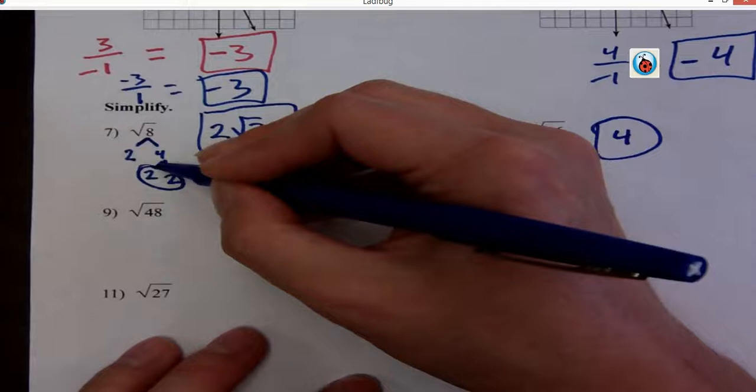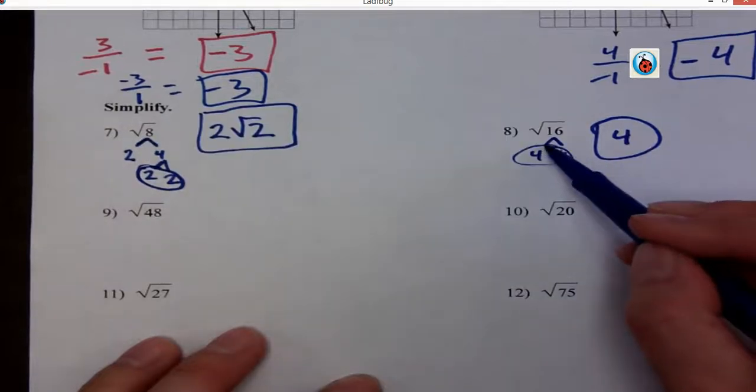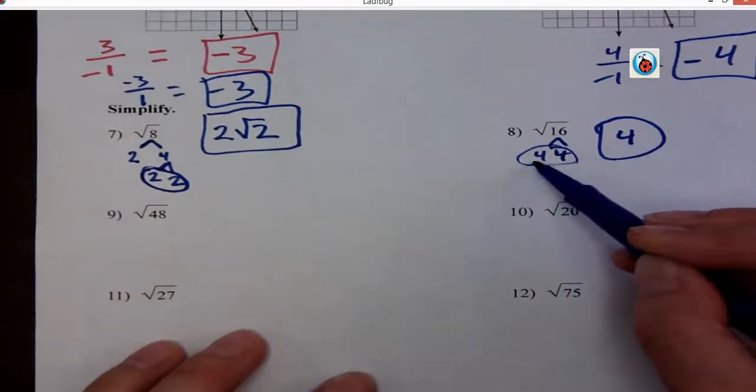So again, the double numbers move outside, just like here. My double numbers moved outside. There were no single numbers left inside.